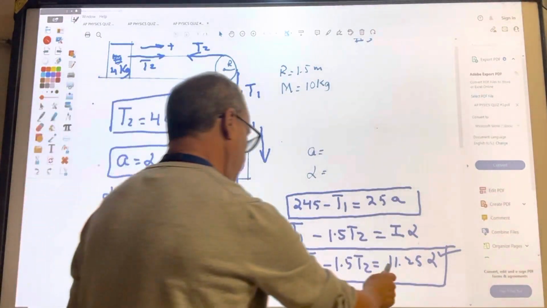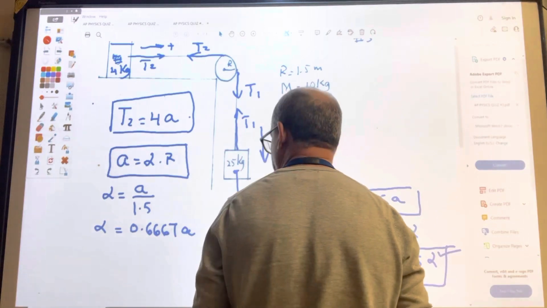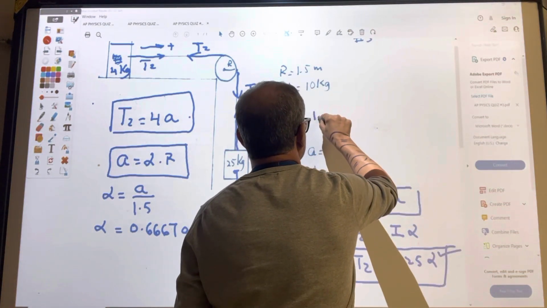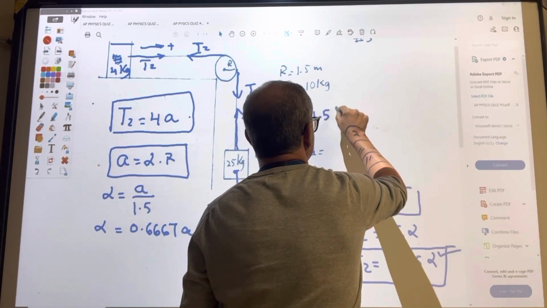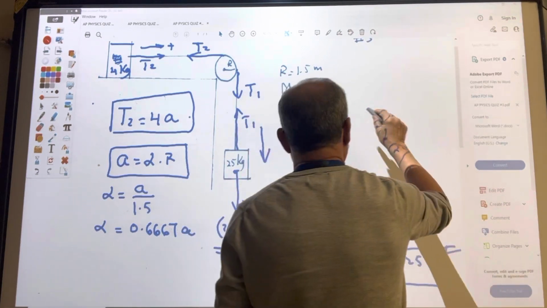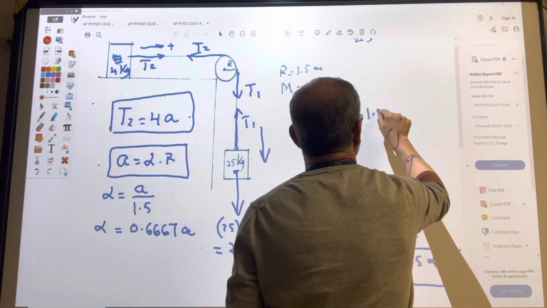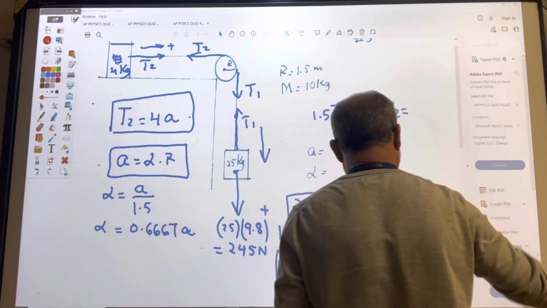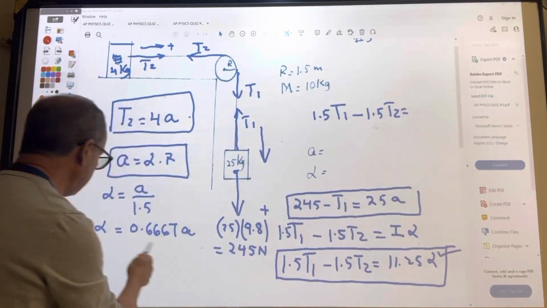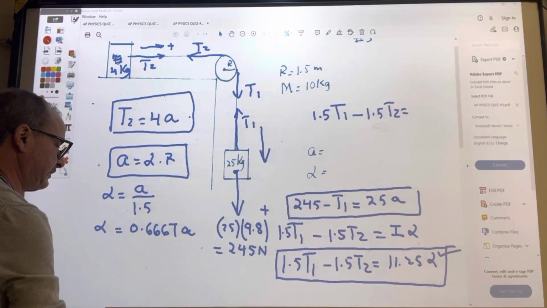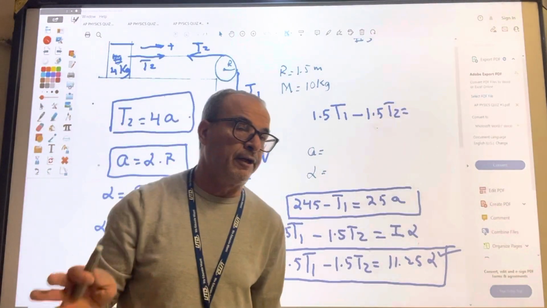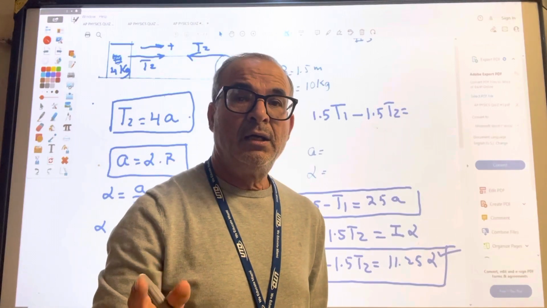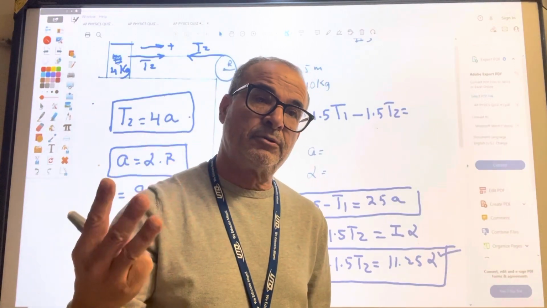All right, so I'm going to go to this equation here. I'm going to replace alpha by 0.6667. So 1.5 T1 minus 1.5 T2 equals 11.25 times alpha, but then alpha now we're going to replace by 0.6667. So we won't have alpha anymore in these equations. We're only going to have T1, T2, and A, but then it's going to be 3 equations, so we should be able to solve it.